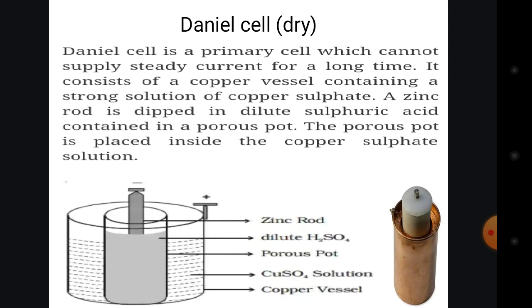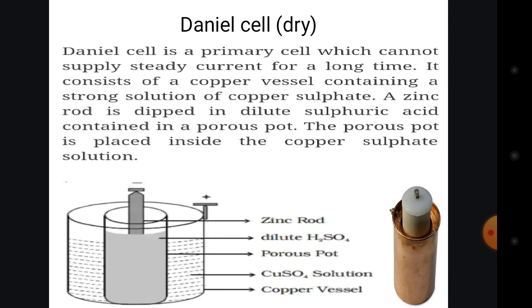So you see, a Daniel cell cannot give electricity or power or energy for a long time. It will dry, and that is why it is called a dry cell. It will not take a long time for it to give that energy, that power, that current, all that electricity. So it will not be long.